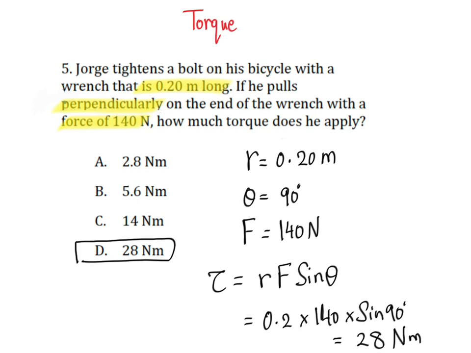Do not forget the unit, Newton meter, and also do not forget that if it's perpendicular, that means angle is equal to 90.